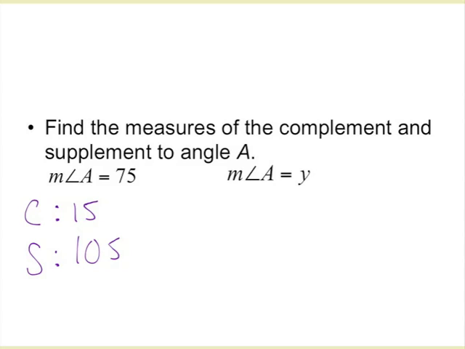The next problem here is the same type of thing, but instead of giving us a number, it just gives us a y. So if I don't know how big the angle is, the complement will be what? 90 minus y. And the supplement will be 180 minus y. Okay? So in general, if we're looking for a complement, we can subtract from 90. In general, if we're looking for a supplement, we can subtract from 180.